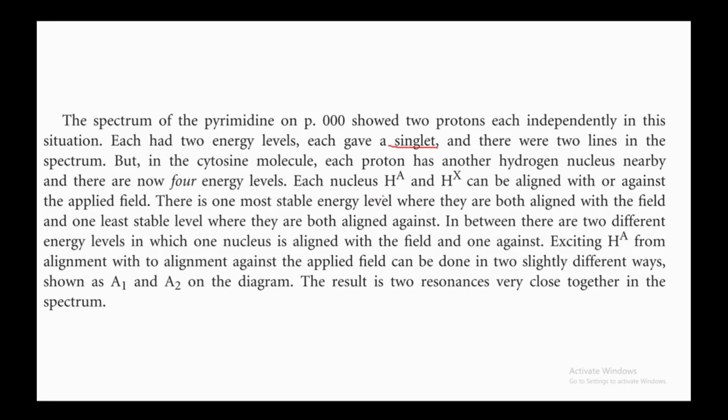Each nucleus HA and HX can be aligned with or against the applied field. There is one most stable energy level where they are both aligned with the field, and one least stable where they are both aligned against. In between, there are two different energy levels in which one nucleus is aligned with the field and one against. Exciting HA from alignment with to alignment against the applied field can be done in two slightly different ways, shown as A1 and A2 on the diagram. The result is two resonances very close together in the spectrum.